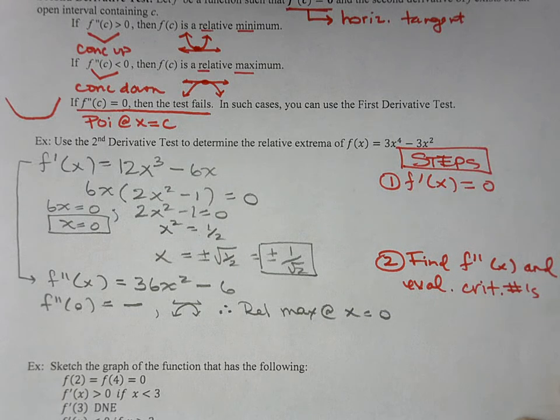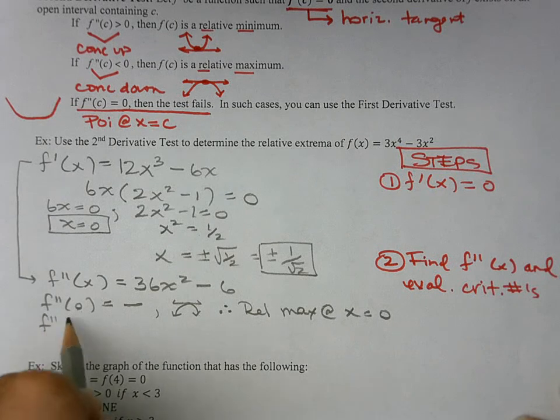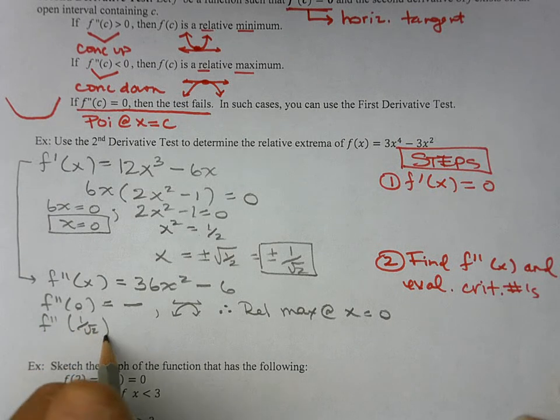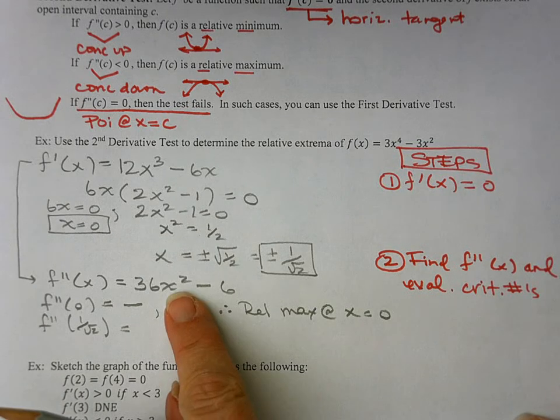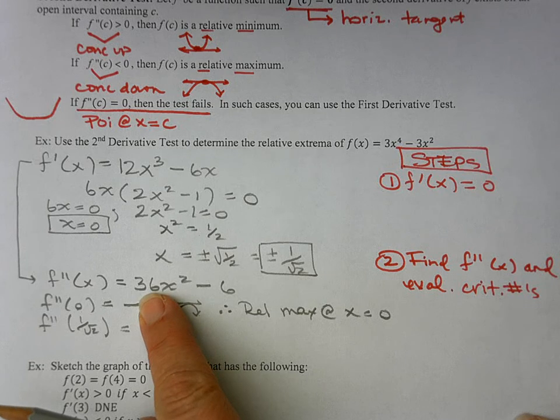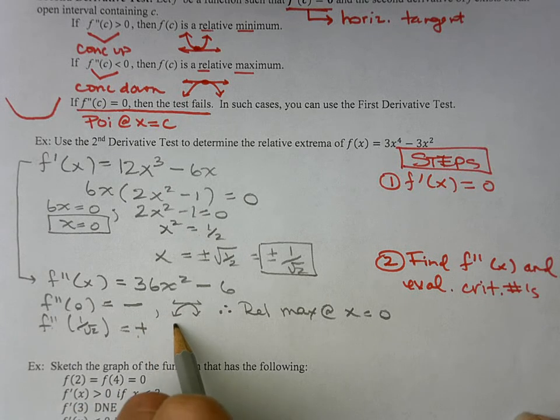All right, and then we're going to evaluate at 1 over root 2. So I'm going to do positive 1 over root 2. And wish me luck on this mental math. Okay, so when I square that, that would give me 1/2. Half of 36 is 18, minus 6 would be 12, so positive. So then the second derivative is positive. That means I have a concave up section.